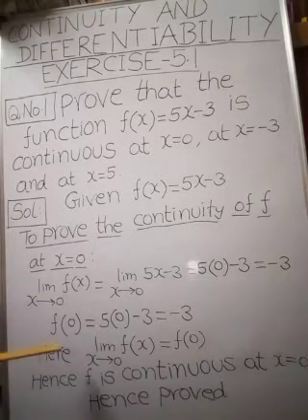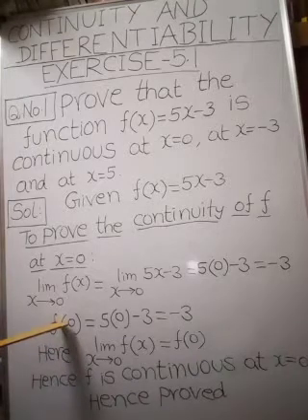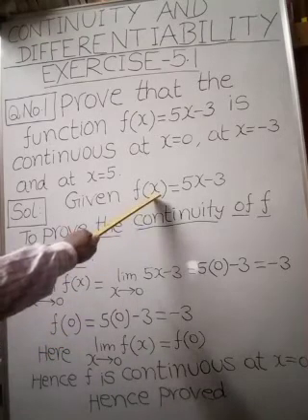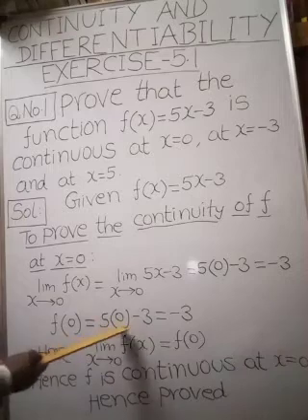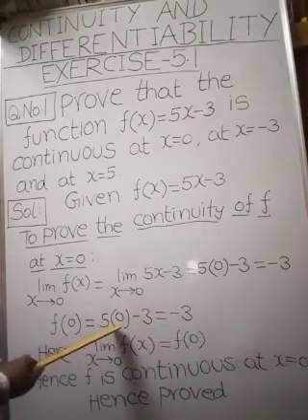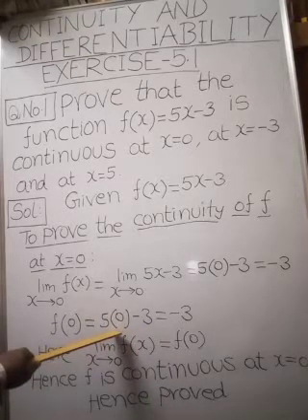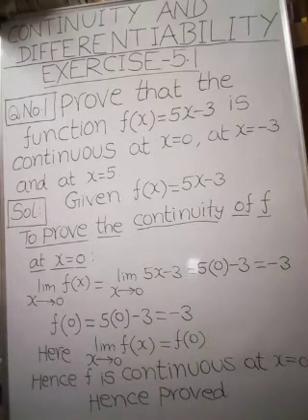Understood that step my dear children? Right. Now we are finding the function value at 0. So f of 0 is equal to, in this given function we are substituting x is equal to 0. So 5 into 0 minus 3. By substituting x is equal to 0, we get this step. Understood my dear children? Right. By simplifying these two terms we get minus 3.